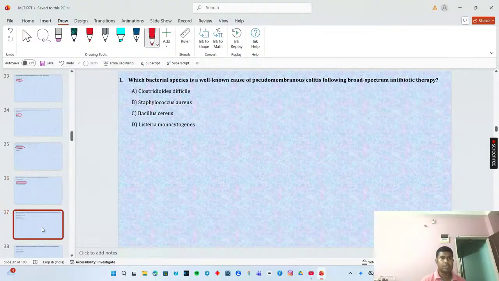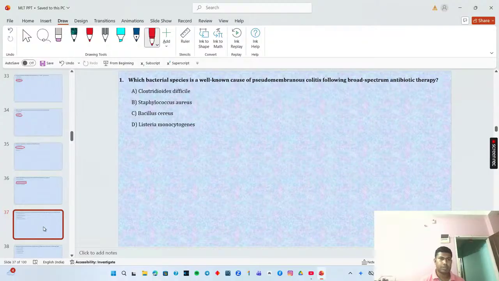Now the next question is: which bacterial species is a well-known cause of pseudomembranous colitis following broad-spectrum antibiotic therapy? I am skipping this question. I will solve it later.